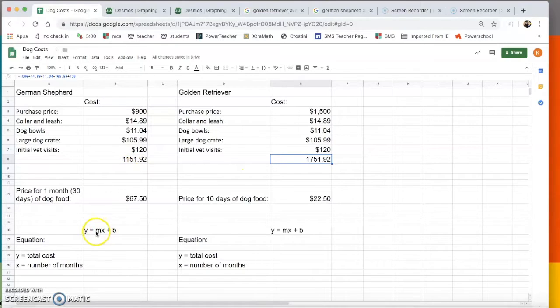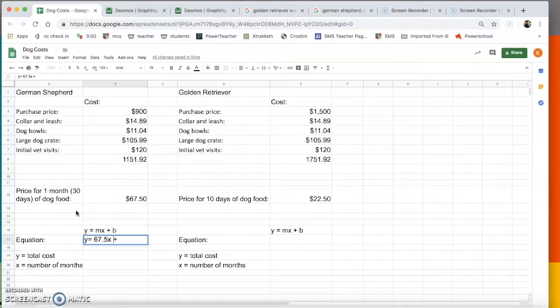And then we're going to come down to this equation in slope-intercept form, and I defined y as the total cost and x as the number of months. So we're going to write the German Shepherd equation, and the slope, or the amount that you have to pay every single month, is going to be the dog food. So every month you're going to pay $67.50 for dog food for this German Shepherd. So that's going to be your slope. So $67.50, and it's per month. And remember, X represents the number of months.